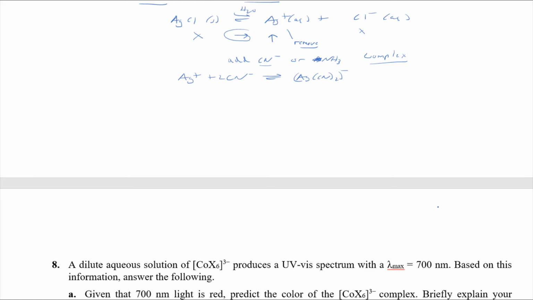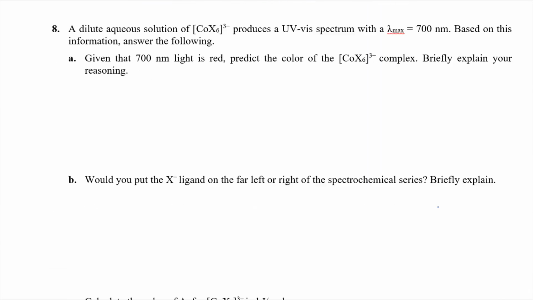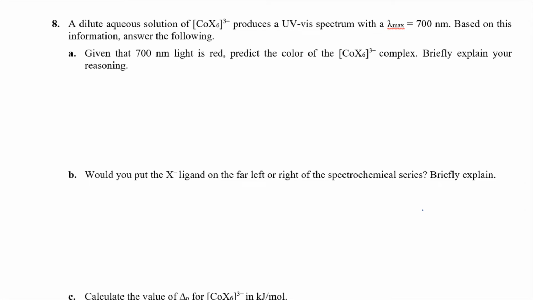All right, so with this one, we're going to say, okay, we've got a dilute solution of this complex. Don't try to find X on the periodic table. You're not going to find it. Just a placeholder ligand, and it gives you a spectrum with a lambda max, right? So that means if you take the spectrum and you look at absorbance versus wavelength, you get a curve that looks like that, and lambda max is the wavelength that gives you the biggest absorption.